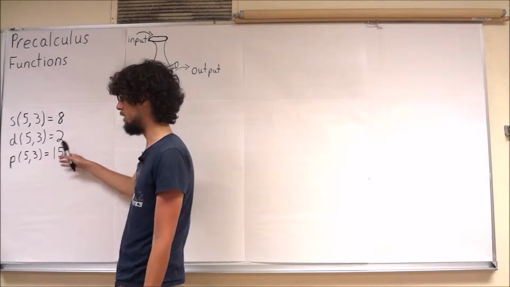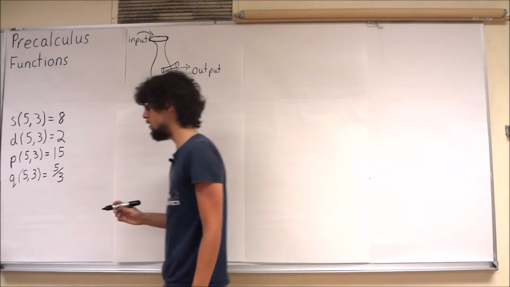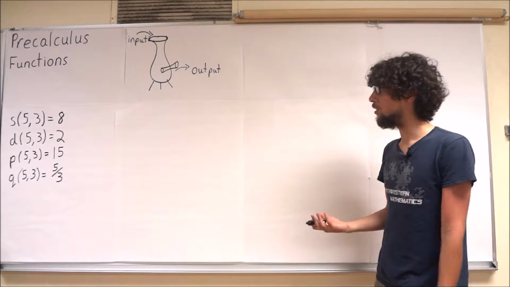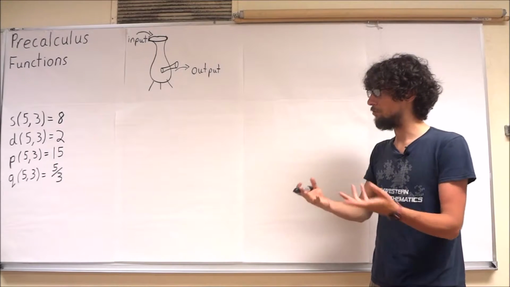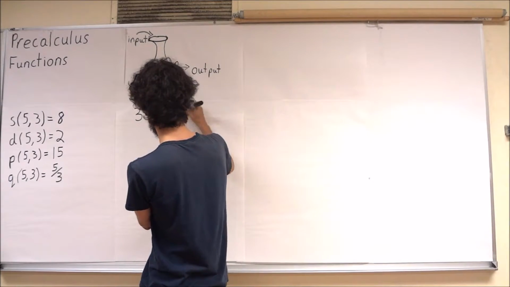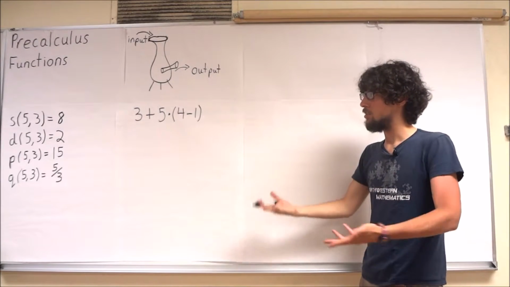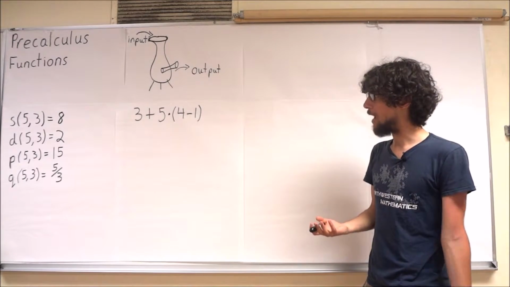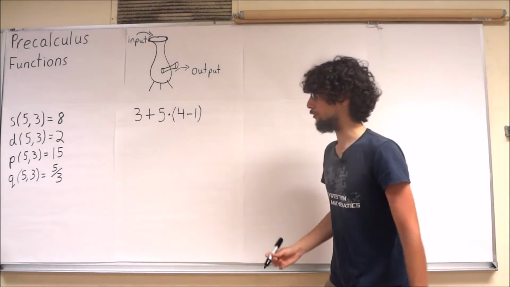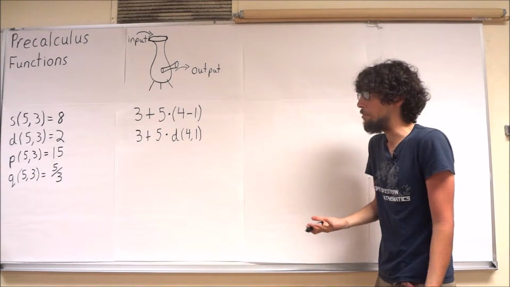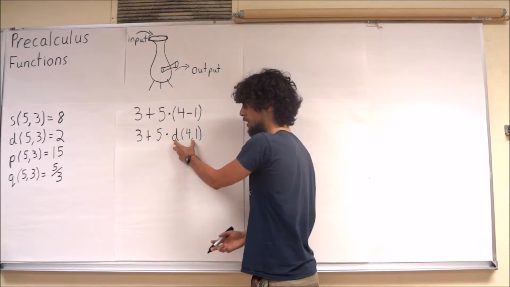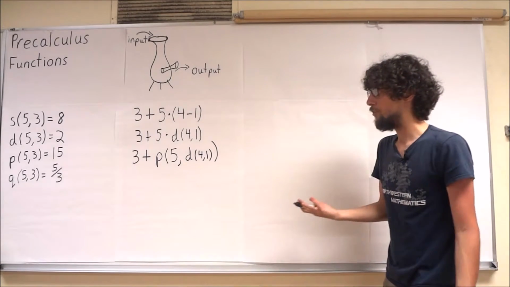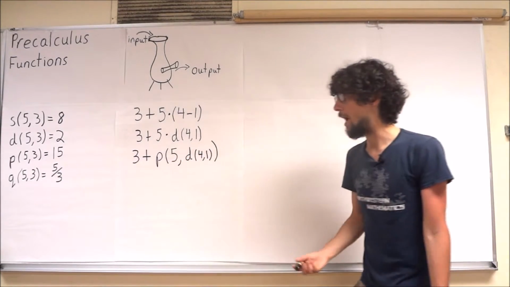The product of 5 and 3 is 15, and the quotient of 5 and 3 is 5/3. So if I take some sort of simple arithmetic like this, I can rewrite this as some sort of combination of functions. In particular, I could rewrite 4 minus 1 as a difference, and I could rewrite 5 times this number as a product. And finally, I could rewrite this addition as a sum.